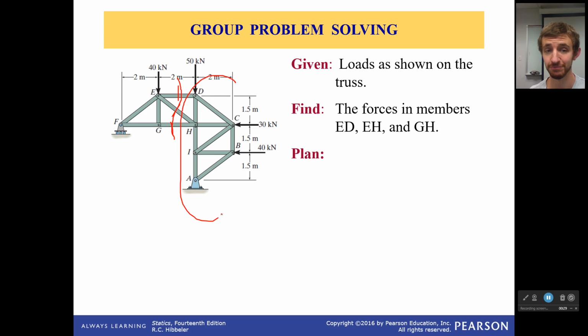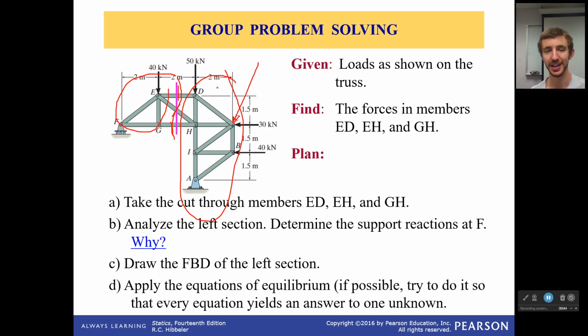None of this matters. If I just choose this section, I don't need any of this right here. So all this craziness, all these forces, gone. Who cares? Method of sections is great. You can ignore what you don't want to think about. So here's the plan. Take the cut, analyze the left section. Why? Because it's smaller, less to worry about. And apply your equilibrium equations to solve for it.